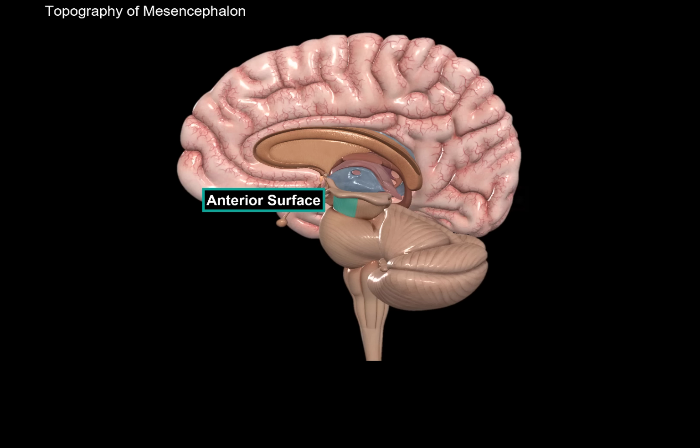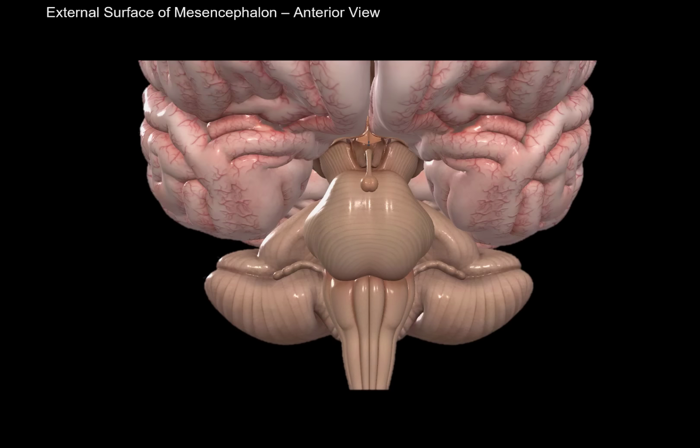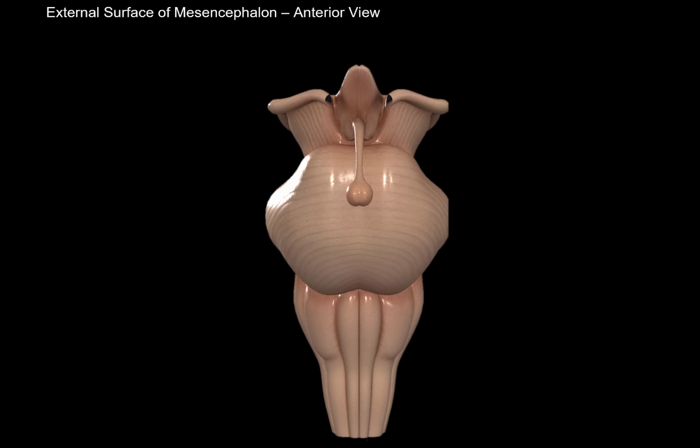Now, externally, your midbrain has two surfaces. It has an anterior surface and a posterior surface. Let's now cover the typical morphology of these two surfaces, starting with the anterior surface first. And we will do that by looking at the midbrain from an anterior view. So the midbrain is here. The first thing we can do is to remove the less significant surrounding structures to make this easier.